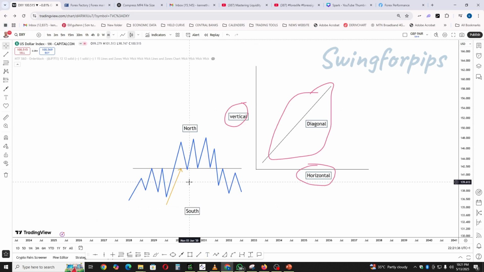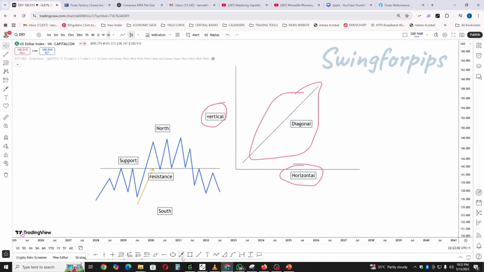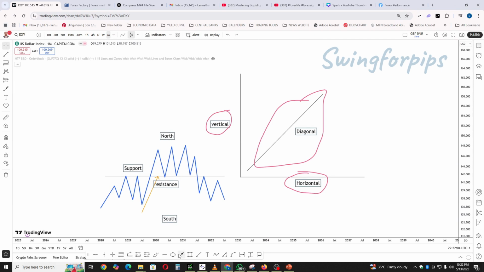Going from the bottom, I call it resistance. All right. Now, if the same price comes from the top, it is now called support. So that's price coming from the north, coming down towards the line. It's now called support. So above the line it's called support, underneath the line is called resistance.